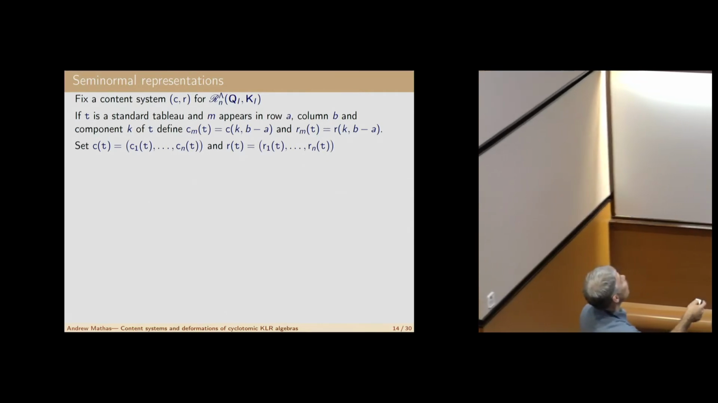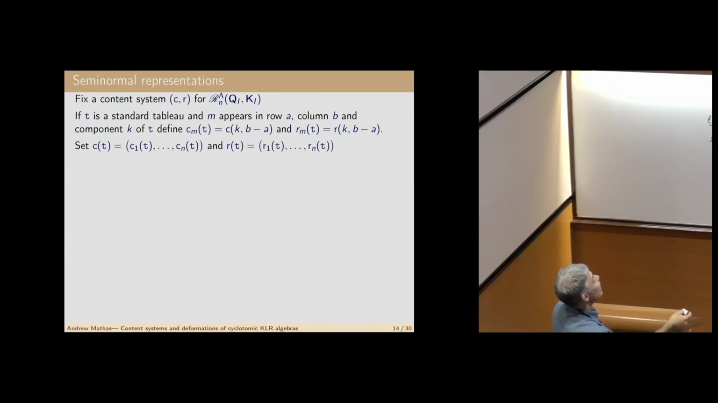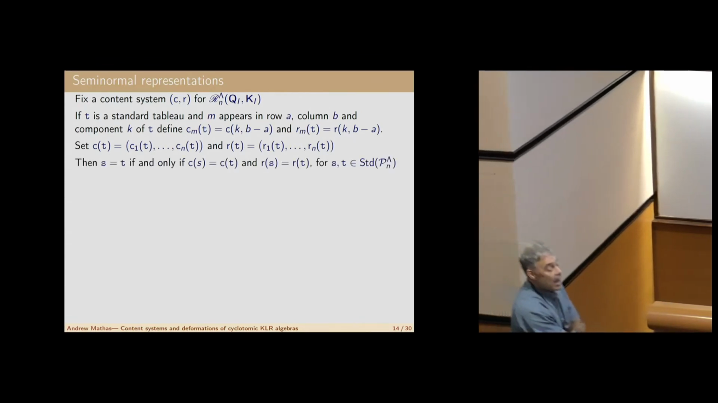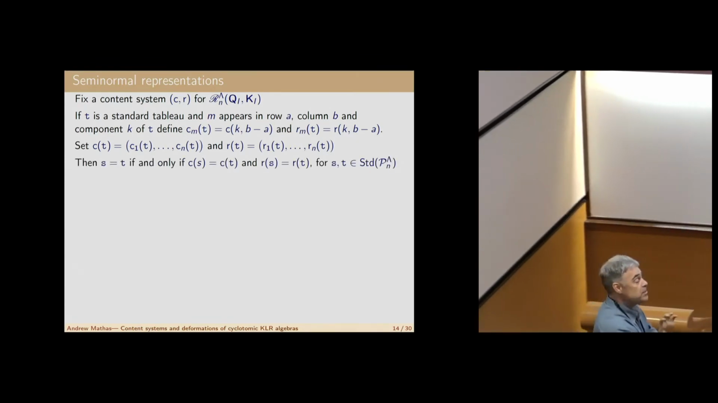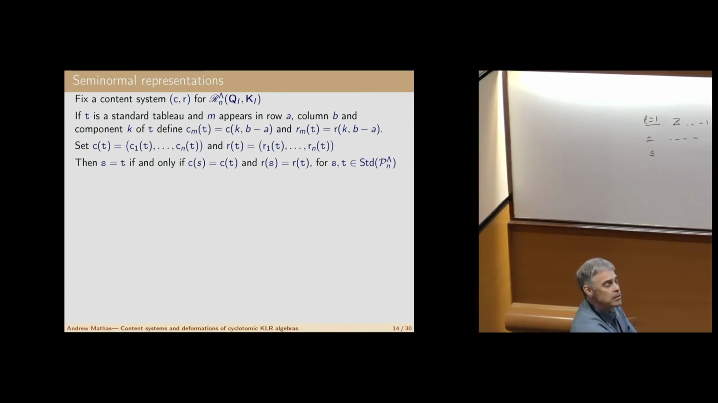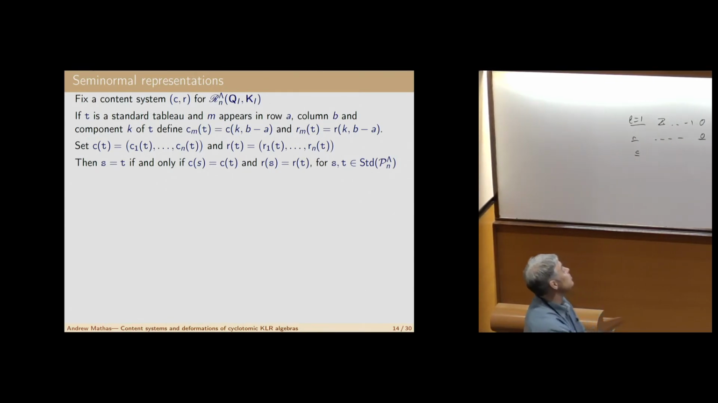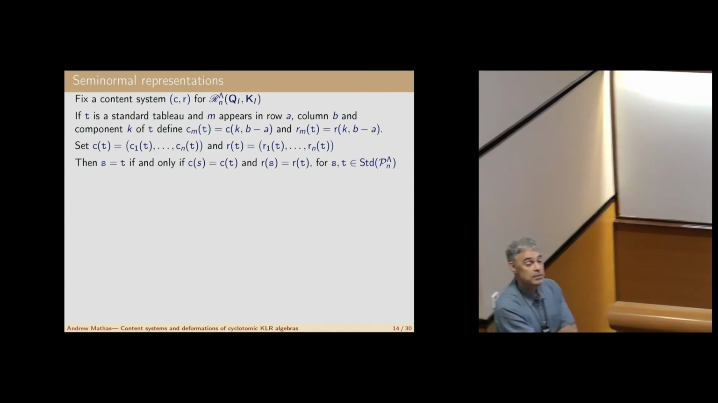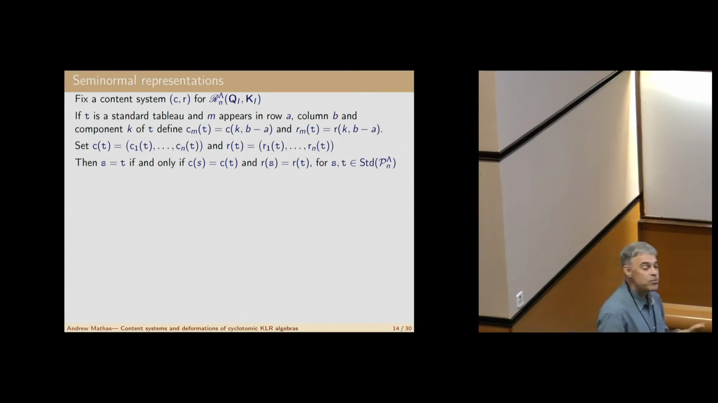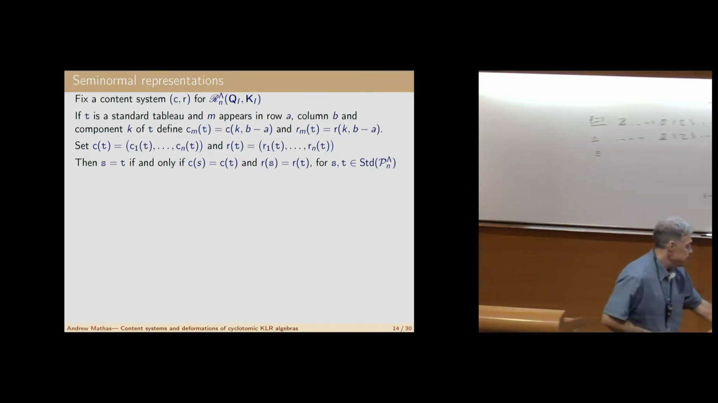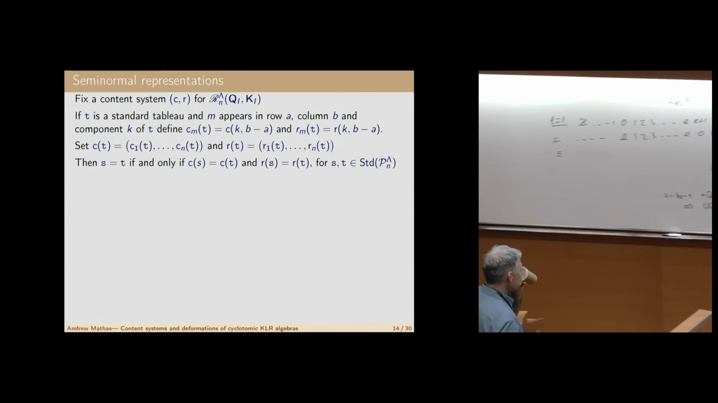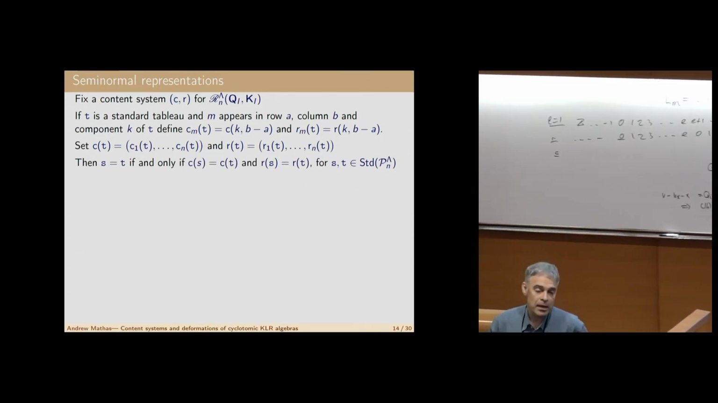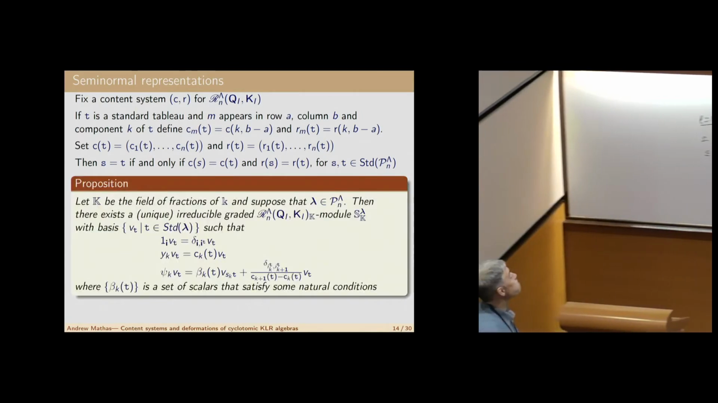And then once I have this, I can write down content sequences and residue sequences for my tableau. And it's very easy to check, essentially from this uniqueness condition that I had, condition 3 in my definition of content systems, that two tableaux are equal precisely when they have the same content sequence and the same residue sequence. Okay, so I need both the contents and the residues to differentiate between my tableaux. In the examples I gave on the last slide, in fact, the contents alone will distinguish, but in general, we need contents and residues.